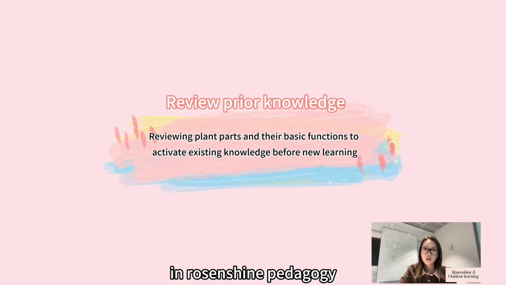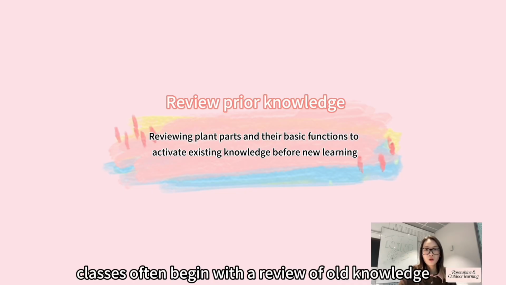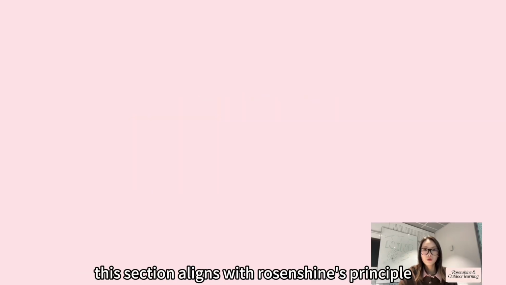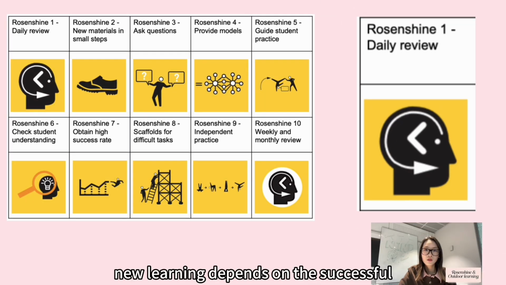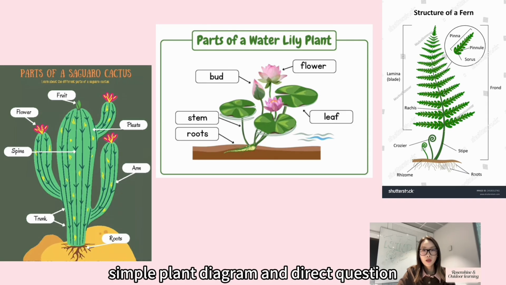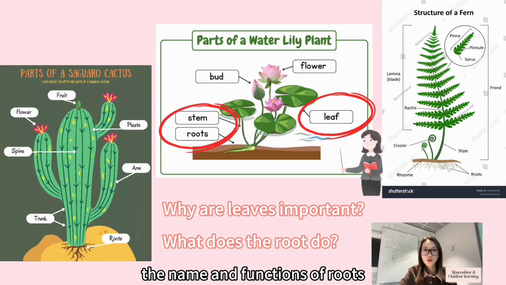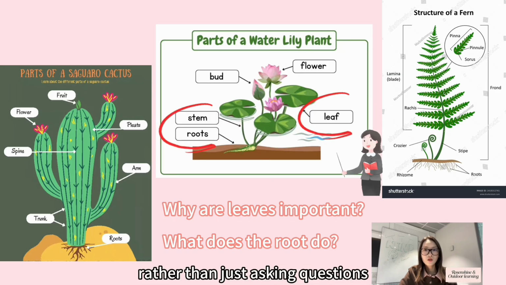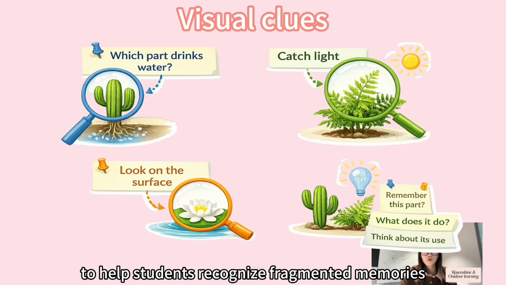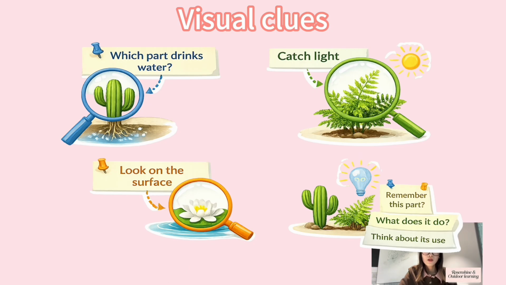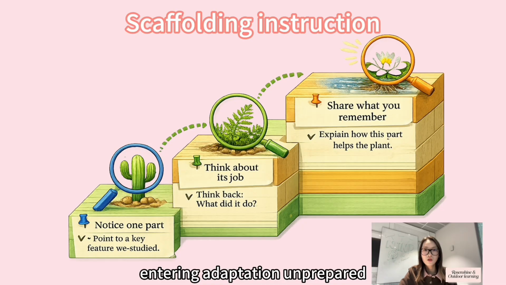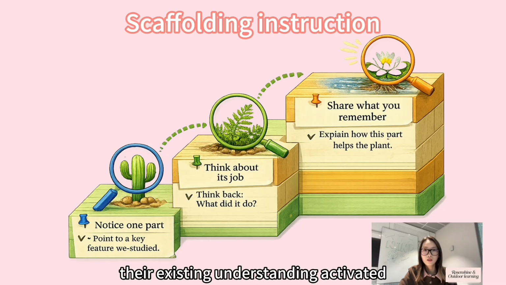In Rosenshine pedagogy, classes often begin with a review of old knowledge. This section aligns with Rosenshine's principle: new learning depends on the successful retrieval of prior knowledge, by using a simple plant diagram and direct questions. The teacher guides students to recall the names and functions of root, stem, and leaf. Rather than just asking questions, the teacher provides visual clues and scaffolding to help students recognize fragmented memories. This ensures students are not entering the activity on paper only, but are transitioning smoothly after their existing understanding is activated.